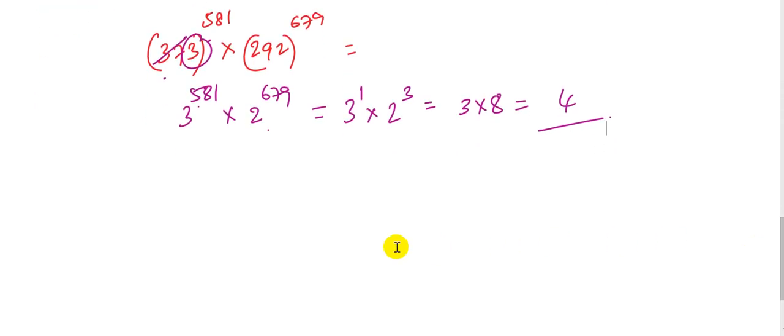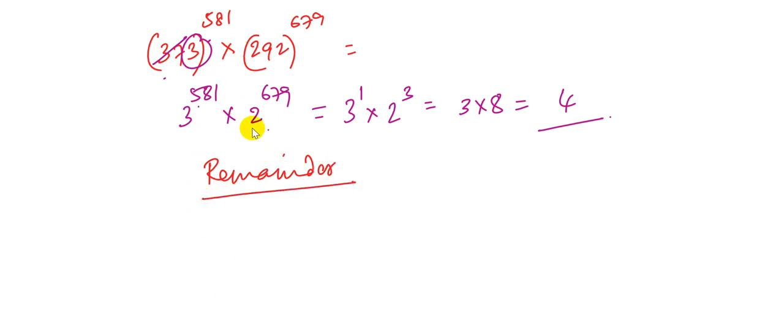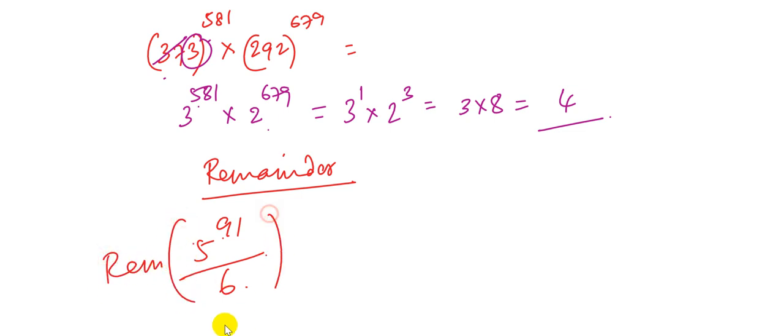So, this is the way that you calculate the last digit of any number. Now, how to calculate the remainder? For example, if I say what would be the remainder if I divide 5 to the power 91 by 6. What would be the remainder of this?